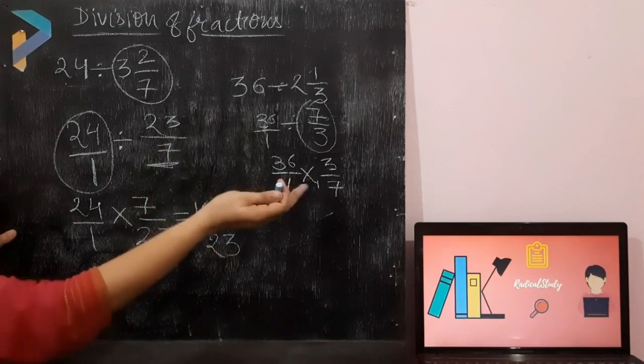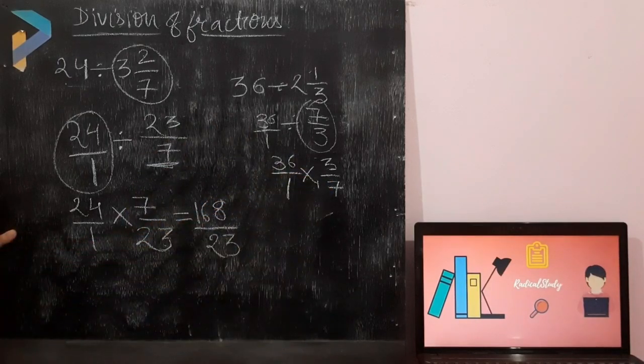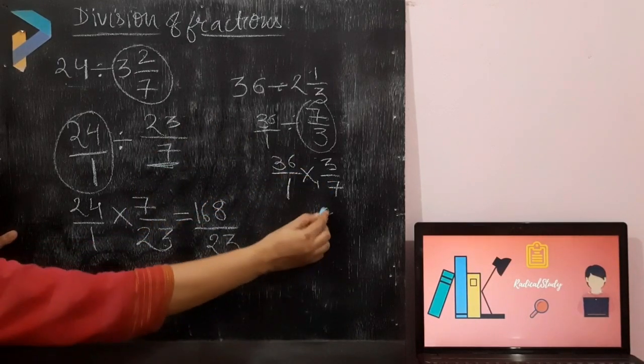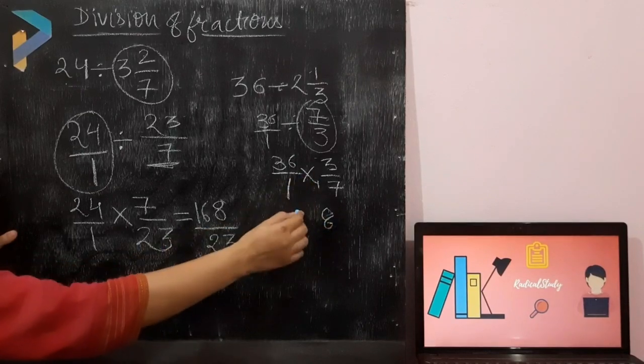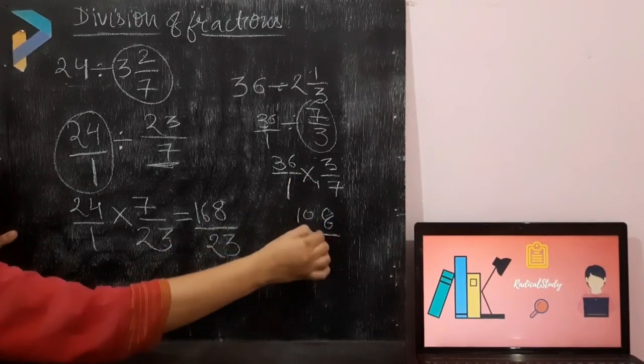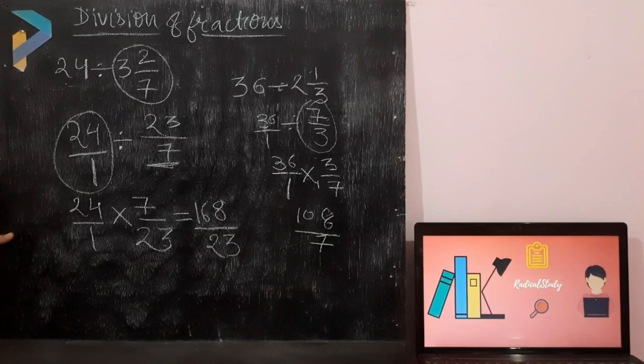Now can we simplify it? No, we cannot simplify it. So 3 sixes are 18. 3 threes are 9, 10. So it will be 108 upon 7. So this is how we divide fractions. Now I am going to take some examples of word problems also.